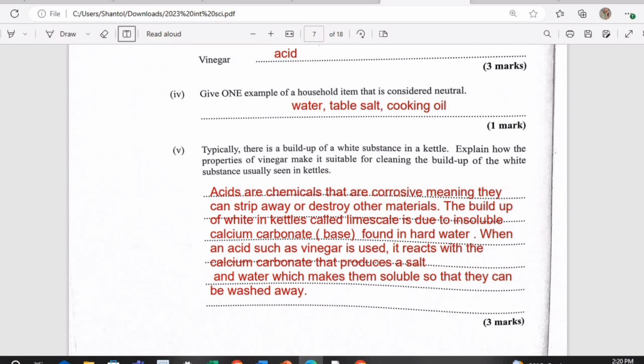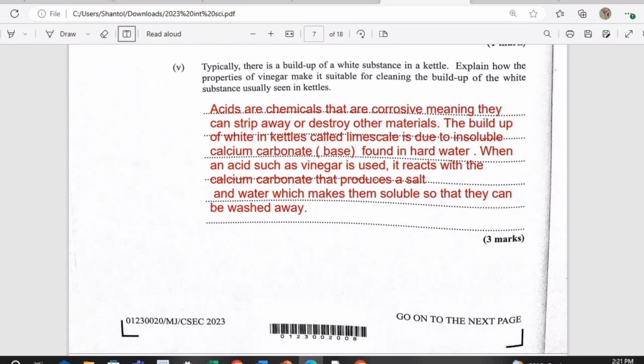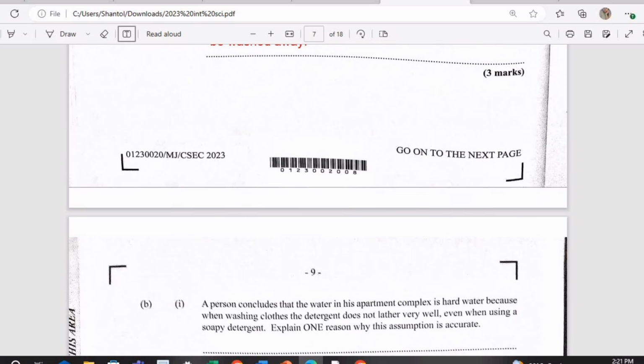If you explain something like this, well, you talk about how the acid would, I guess CXC would find marks to give you. So as long as you attempted the question and your answer was somewhere along these lines, you should have gotten some marks from your response.